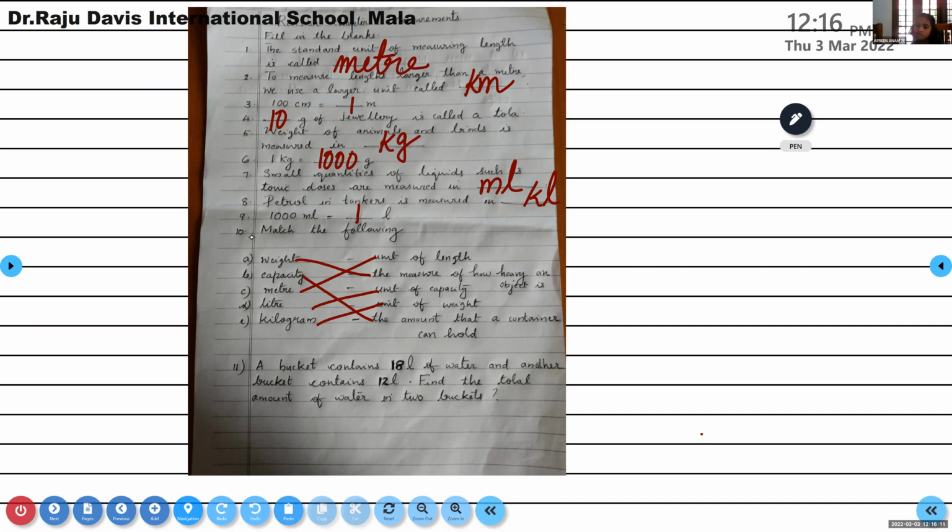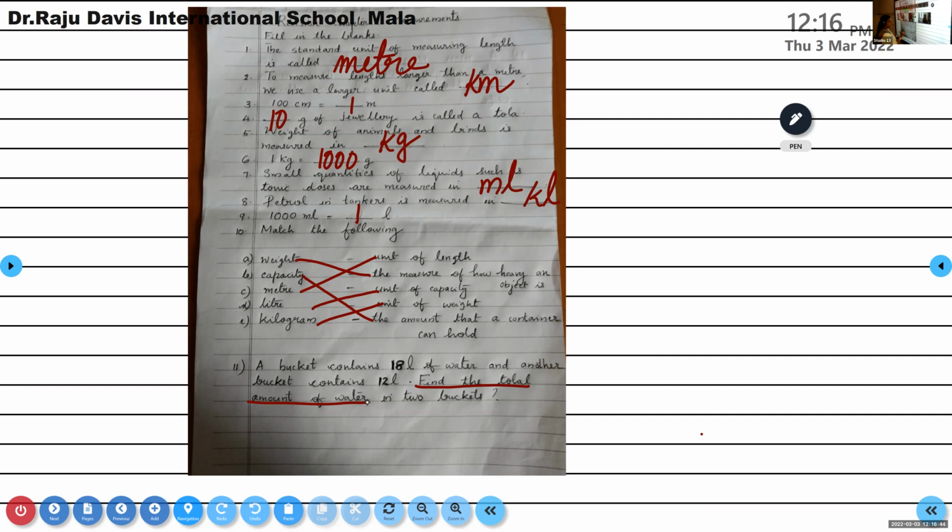Now listen to my question. In this 11th question, what can we do? We need to find the total amount of water. What do we need to do here? Is it addition or subtraction or multiplication? Addition. Yes, it is addition because we need to find the total amount of water. So 2 buckets are there. Then we need to find the total amount of the two buckets. We need to add it, isn't it?